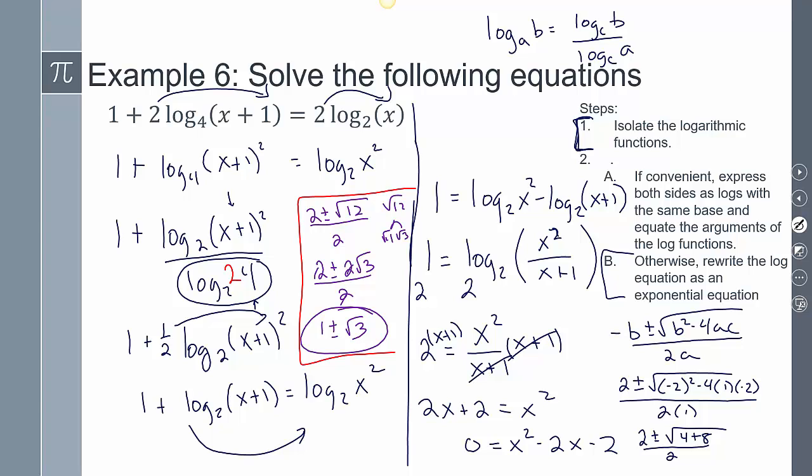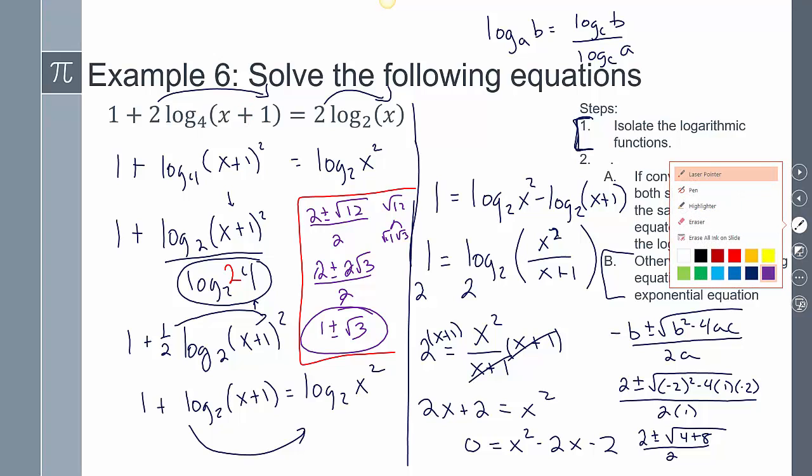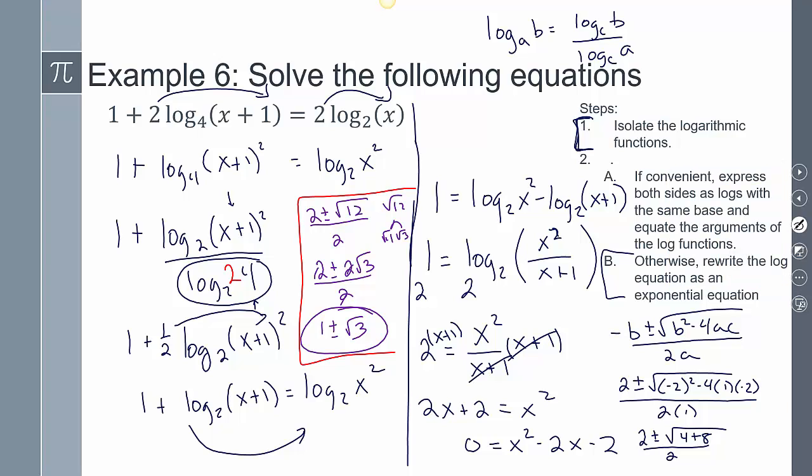But now we have to test it. If I plug in 1 plus root 3, it's going to work, because root 3 is bigger than 1, so I get a positive number. The 1 minus root 3 is the issue, because that's a negative number. If I plug in 1 minus root 3, that won't work. It does work in one equation, but it doesn't work in the first one that I showed. So my only answer, that I'm going to box here, is 1 plus root 3. That's the golden value. That's what works.